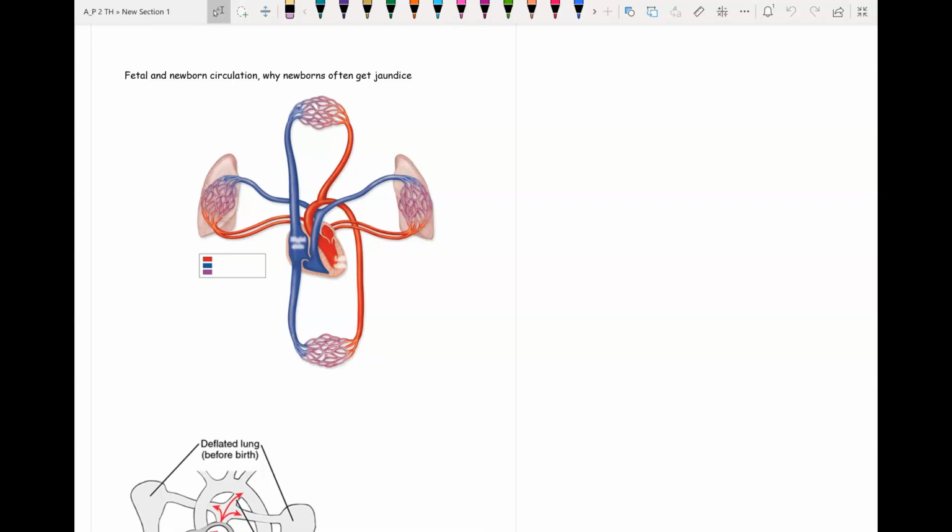There are a couple of immediate changes in anatomy that occur once a baby is born. Remember, a fetus does not breathe. There is no air in the womb. So there are changes that occur once they're born and they start breathing.